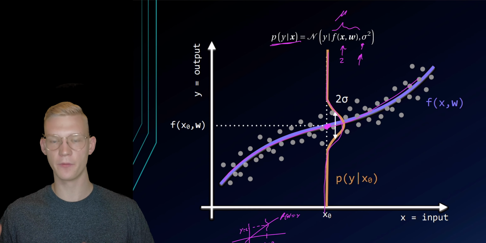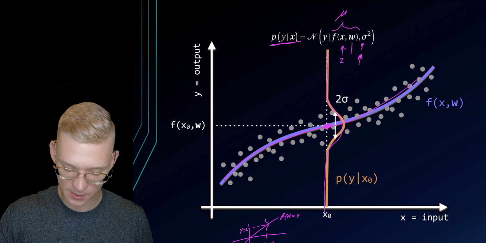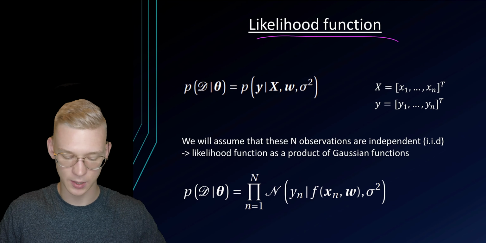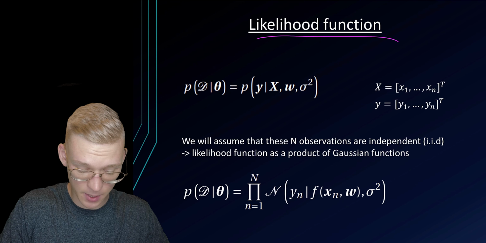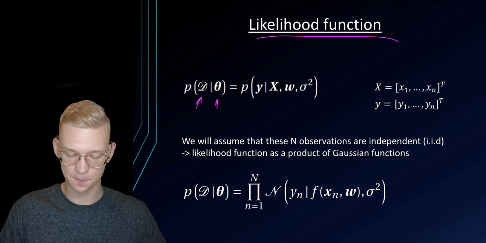And now with the help of that, we want to find the solution of the best parameters w. So again, to the likelihood function, we say that we want to maximize the probability of the data given our parameters.